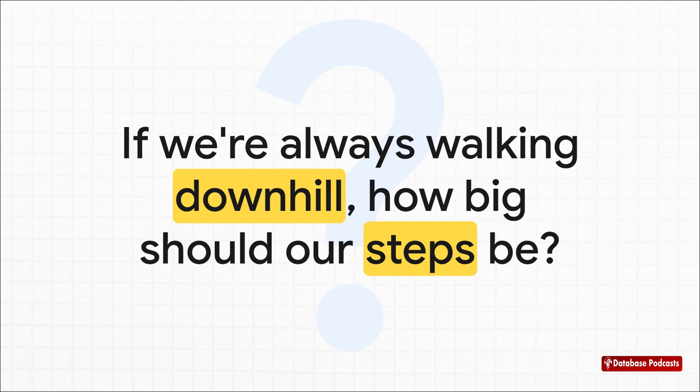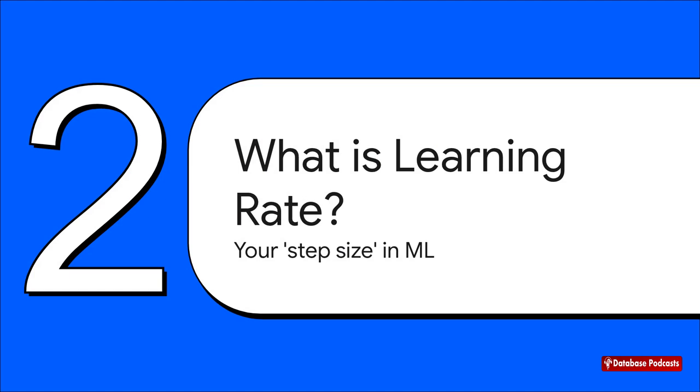This one single decision can literally be the difference between a model that works and one that completely fails. And that step size has a name. You guessed it, it's called the learning rate. This is the specific setting, the hyperparameter, that tells our model how boldly or how cautiously it should navigate that foggy landscape on its journey to find the point of minimum error.